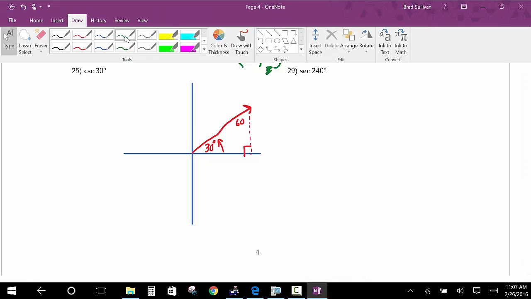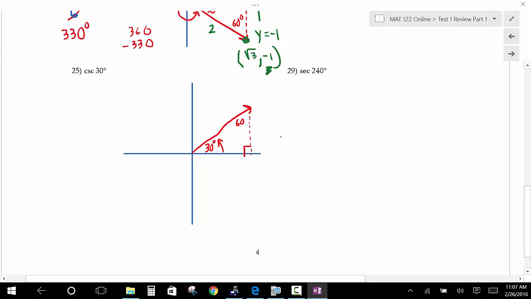So the sides are as easy as 1, 2, square root of 3. 1 goes there, 2 goes there, square root of 3 goes there. So technically you have a point. This is the x value. This is the y value. So you have that point. So now you've got everything that you need to know to figure out the problem.